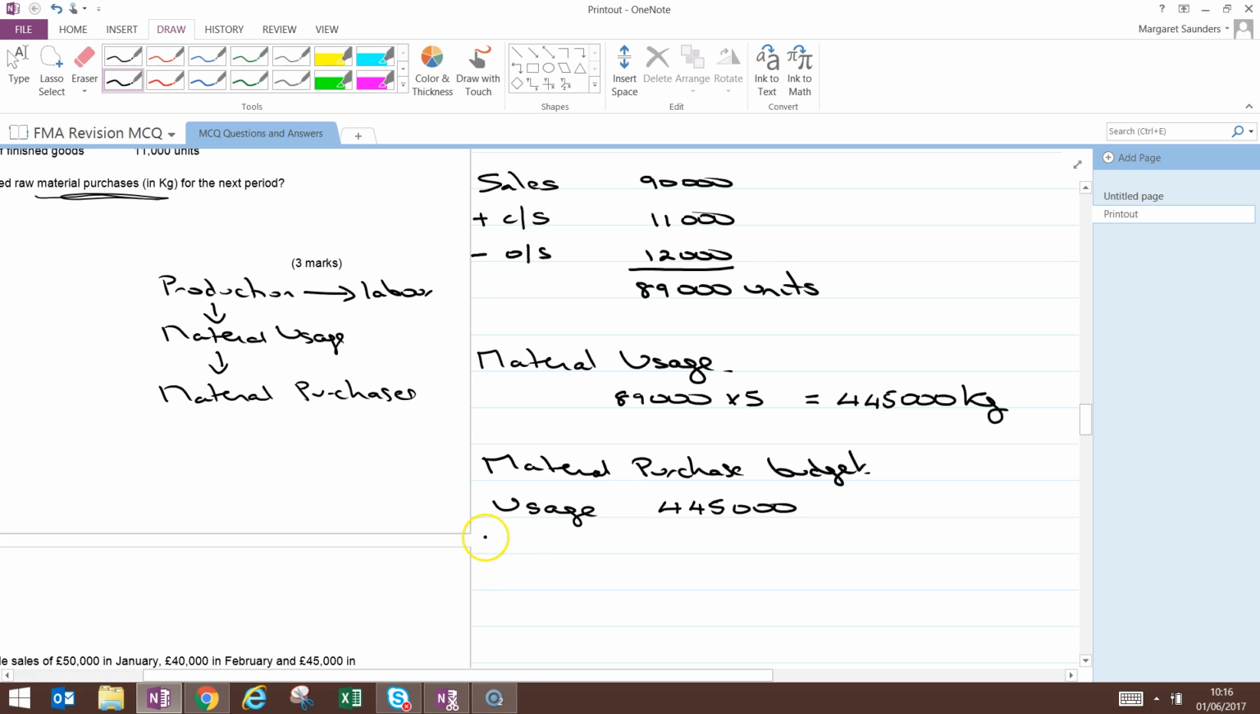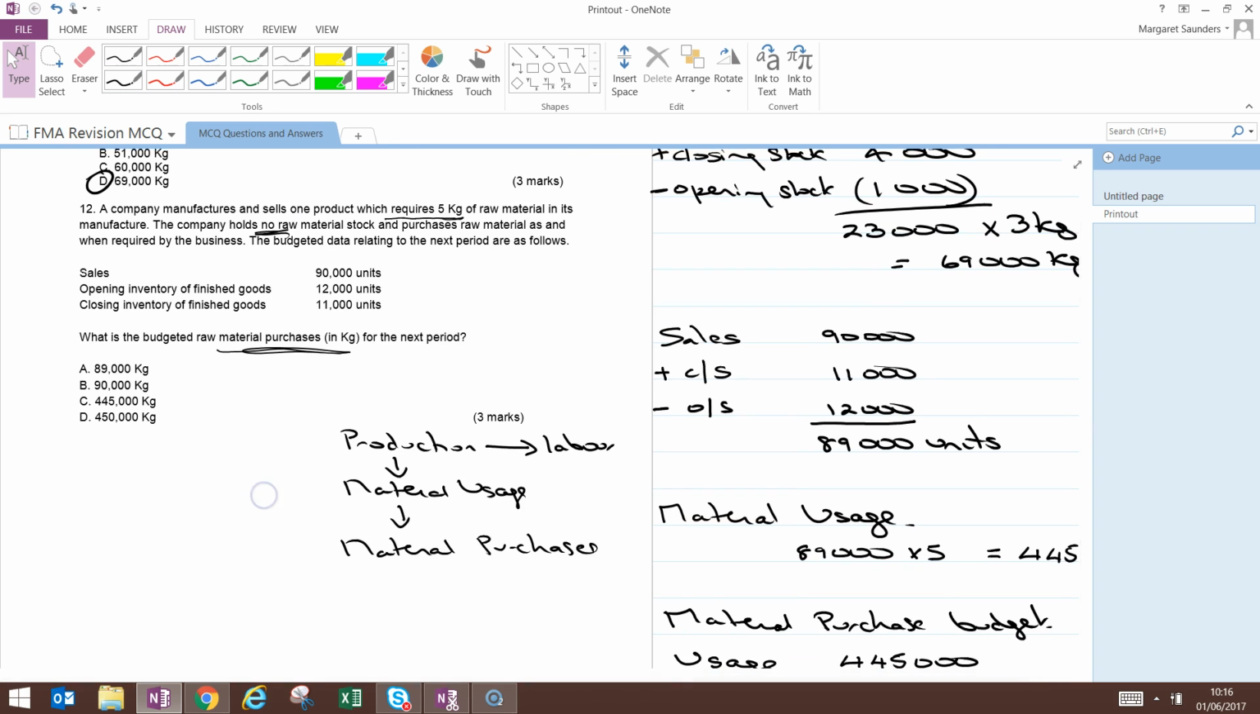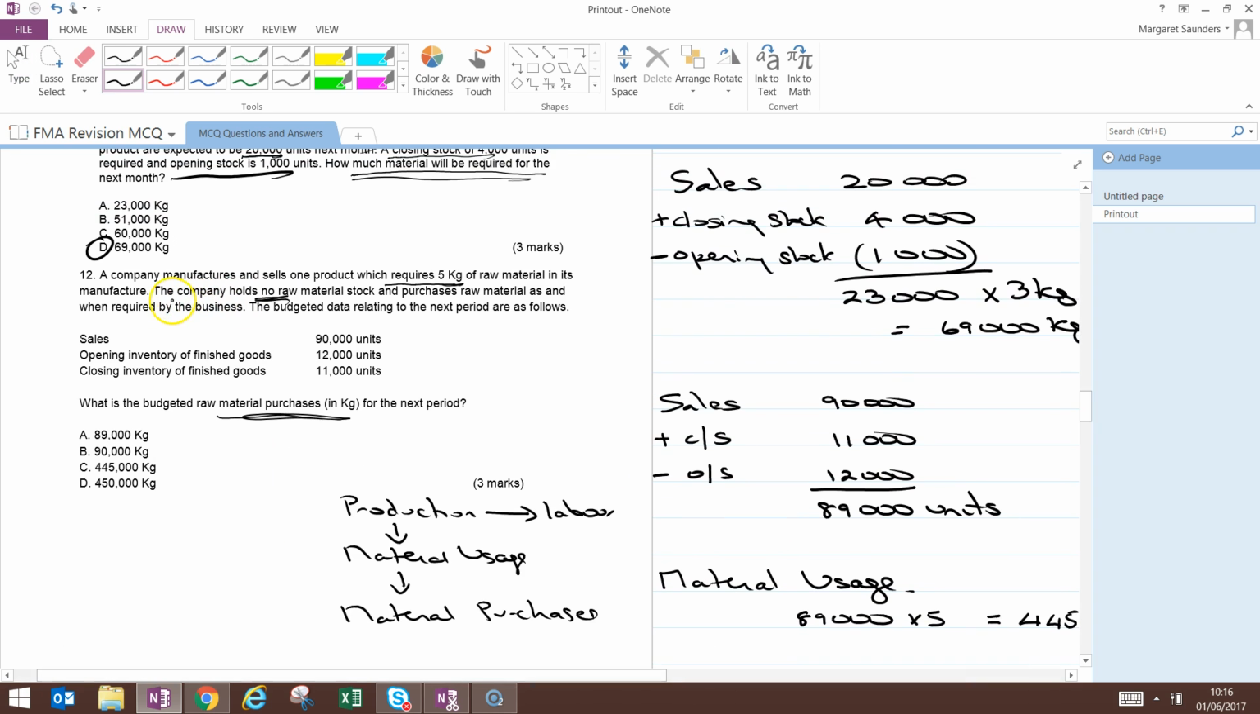So we add on closing stock of material and we take off opening stocks of the material. So remember, these are the stocks of material, not units of finished goods. Now if we go back to the question, we're told that the company holds no raw material stocks.